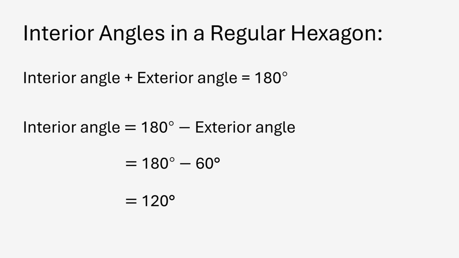So both methods give the same result. Each interior angle of a regular hexagon is 120 degrees and each exterior angle is 60 degrees.